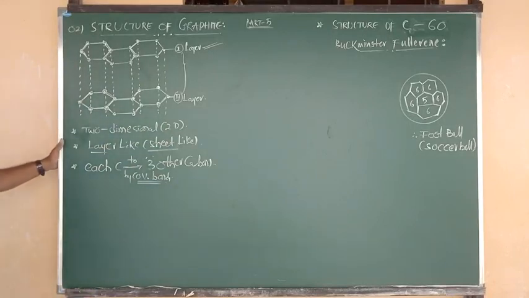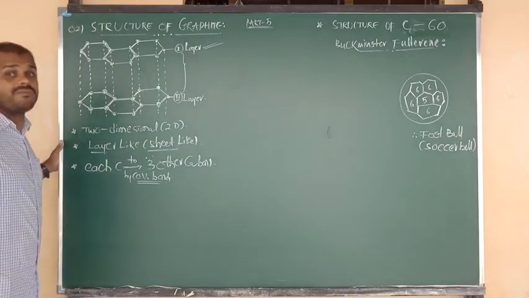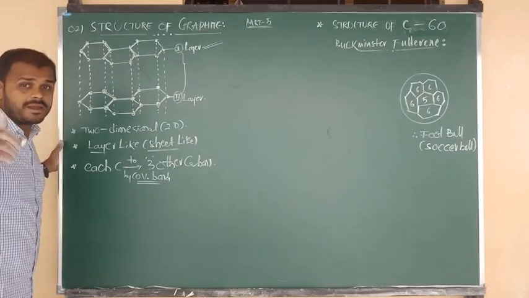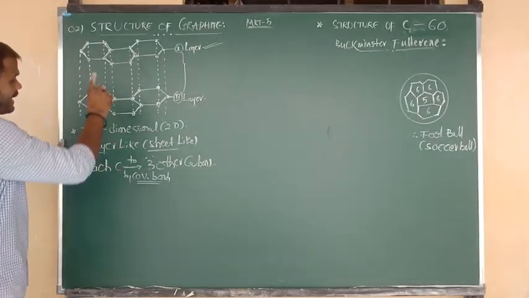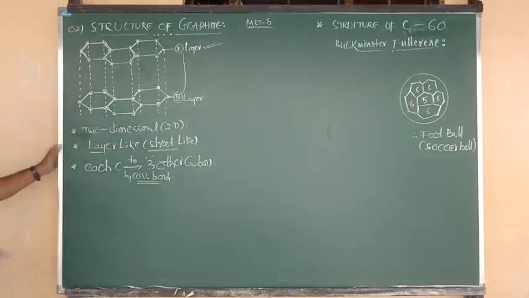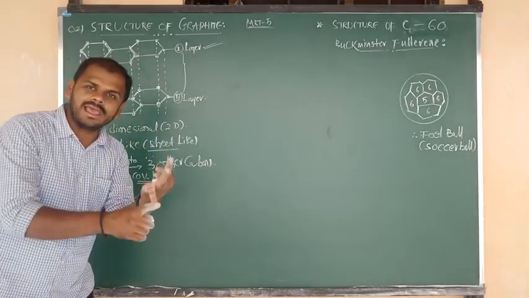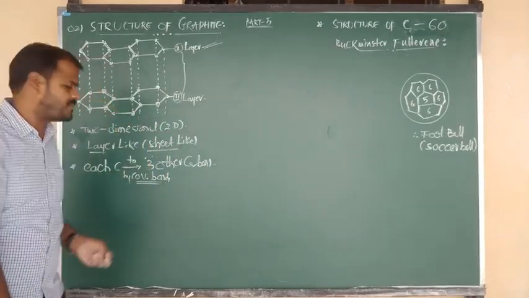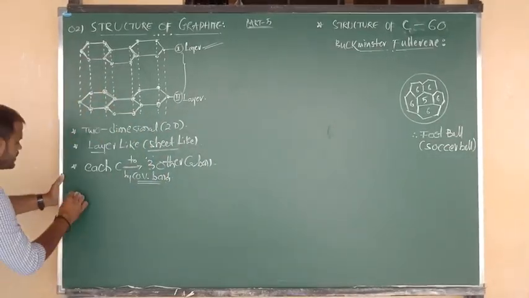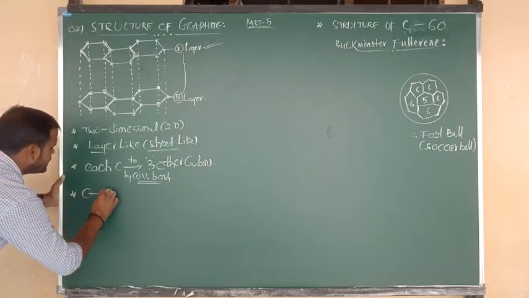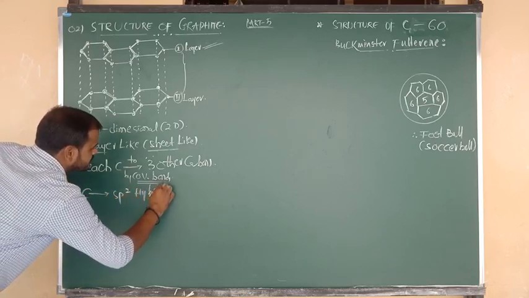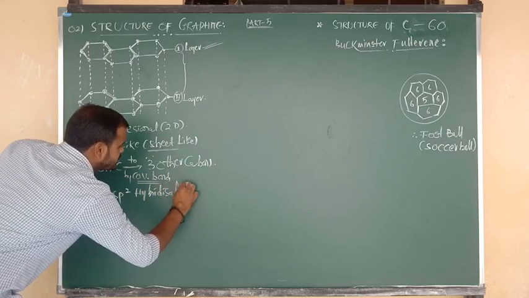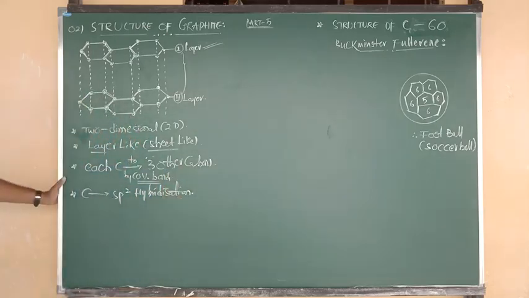And one more thing, try to remember: in case of diamond, each carbon is connected to 4 carbons, so we can say sp3 hybridization, but here each carbon is connected to only 3 carbons. So in graphite structure, each carbon undergoes sp2 hybridization. What is the hybridization? sp2 hybridization. This point you have to be focused on.